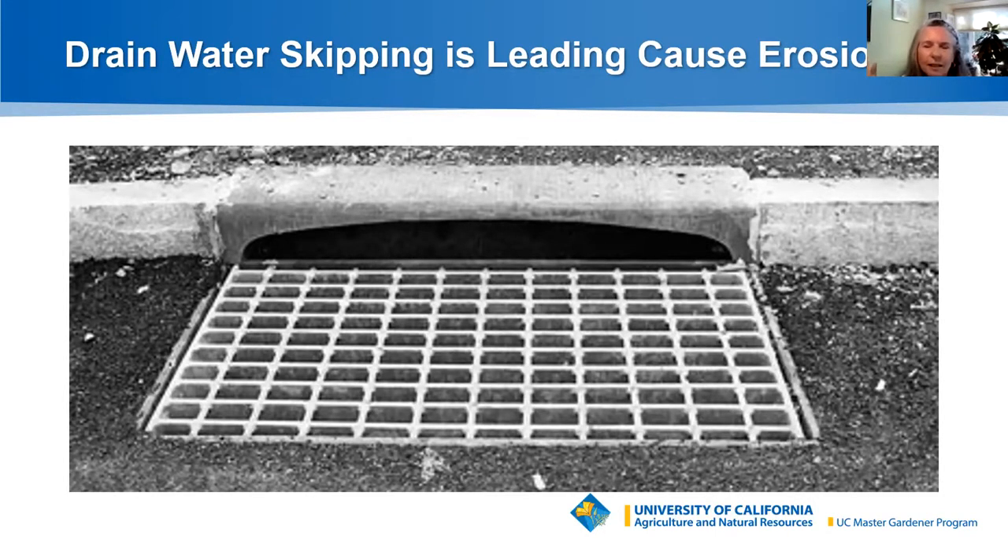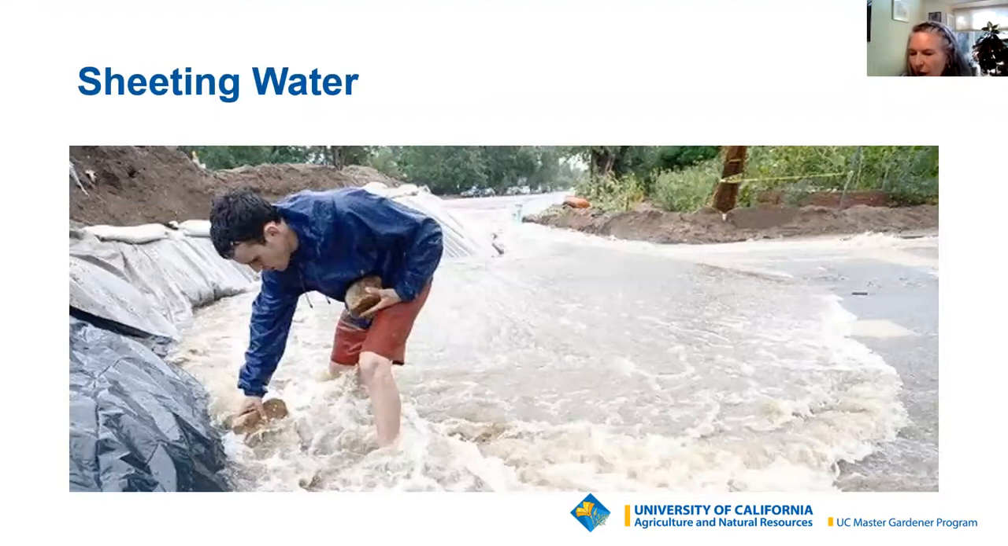I was so surprised. I didn't know. I know that we want to put sandbags around, but it's important that we keep these drains clear, as it is the leading cause of erosion. Divert the sheeting water. We are looking at the cascading water here. The topsoil loss is dramatic. Divert the runoff away from the landscape and towards the storm drain system.